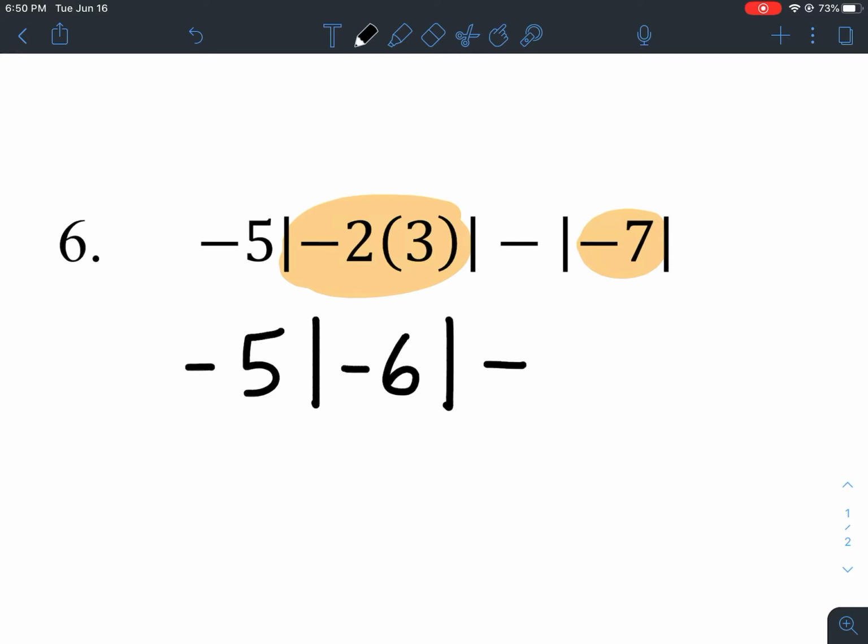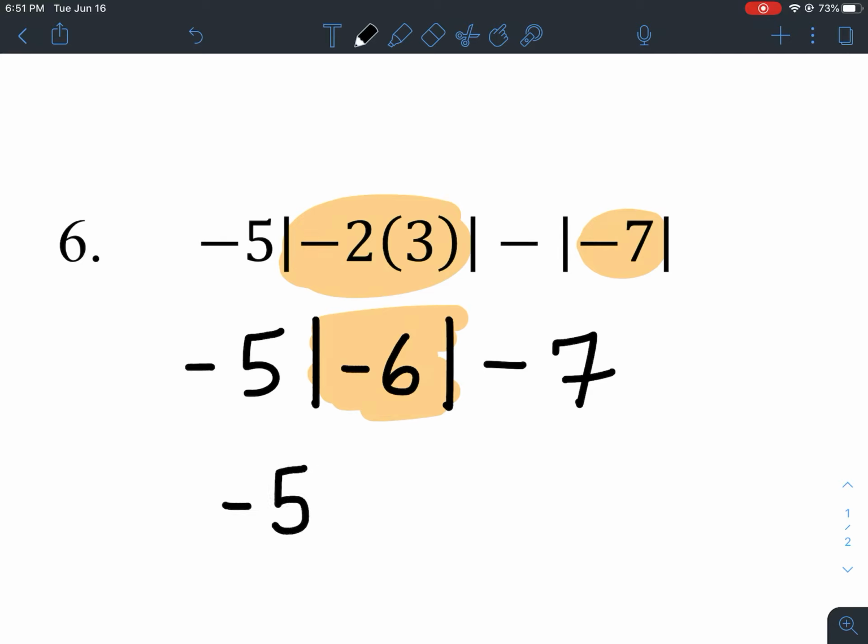Well, we said the absolute value is the distance the number is from 0. Negative 7 is 7 units from 0. Or we just change the number from being negative to positive to remove the absolute value bars. Notice we still have this subtraction sign here. That's not coming from inside the absolute value bars. That's coming from right here. Okay, so now moving on here, we have the absolute value of negative 6. Absolute value of negative 6 is positive 6.